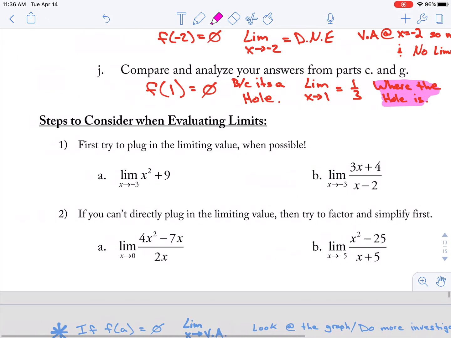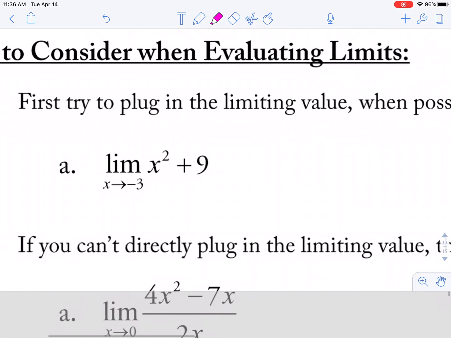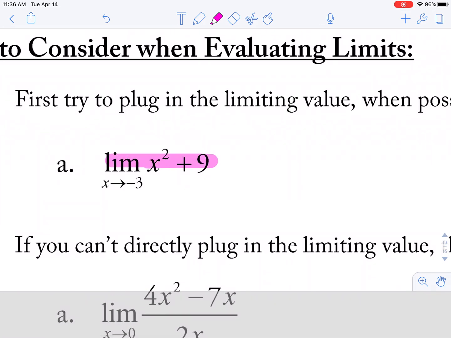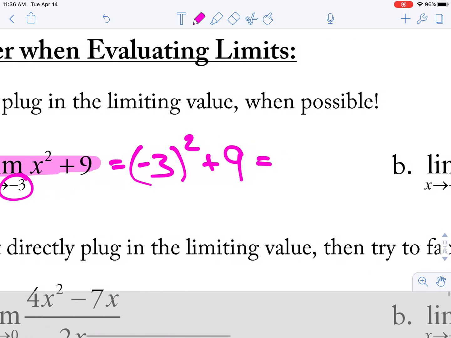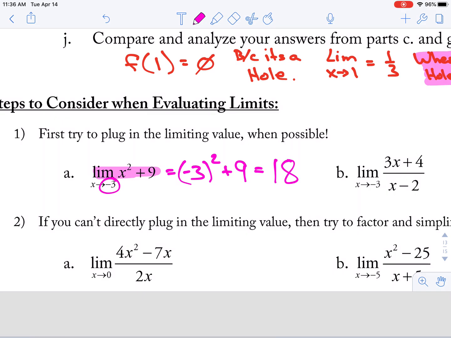So first, the easiest of easy. Here, this is a continuous function. If you can plug that value in, then you plug it in. So all we simply do is plug in -3 for x. This value does exist. 9 plus 9 is 18, and that's where the limit is, at 18.